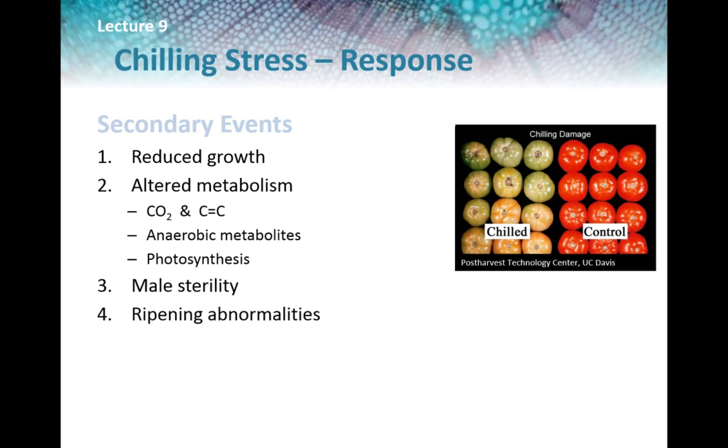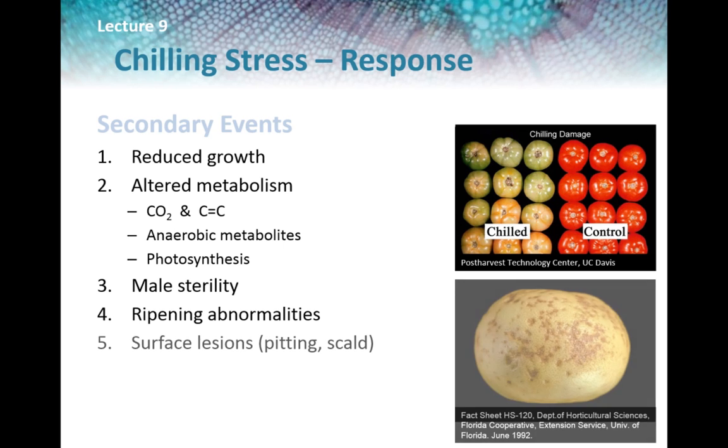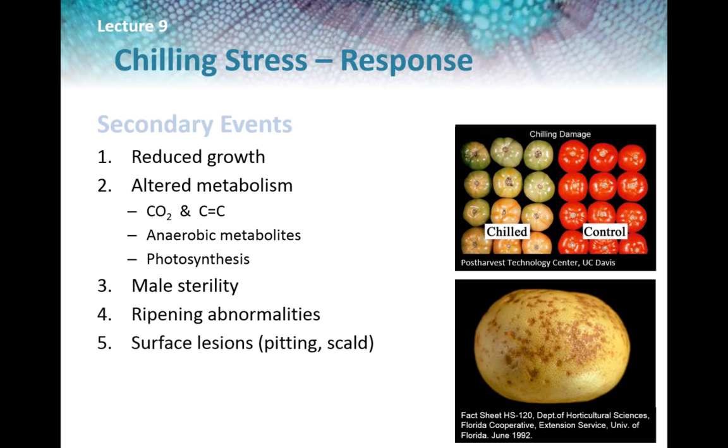Ripening abnormalities can occur when fruits are harvested immature and refrigerated to facilitate long-distance shipping and storage. Most of us are familiar with winter tomatoes that fail to ripen normally and develop to the full flavor and aroma of garden tomatoes. Surface lesions include pitting, as in the grapefruit in the figure. The sunken, discolored areas result from water loss from subsurface cells.